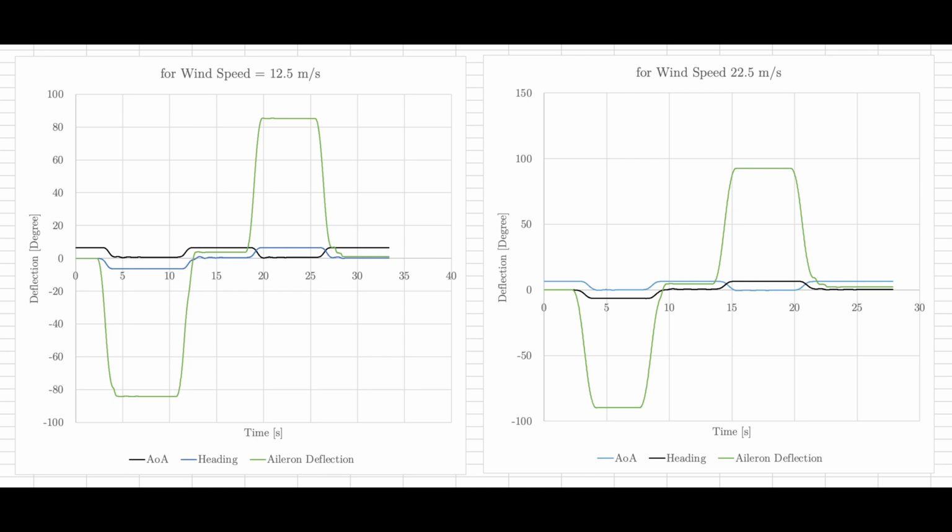These charts demonstrate that as wind speed increases, the aircraft's roll rate also rises. As opposed to that, this graph demonstrates that yaw damping is significantly higher than roll damping and angle of attack damping combined.